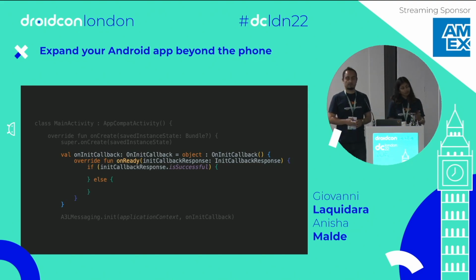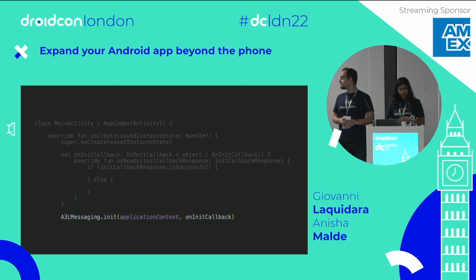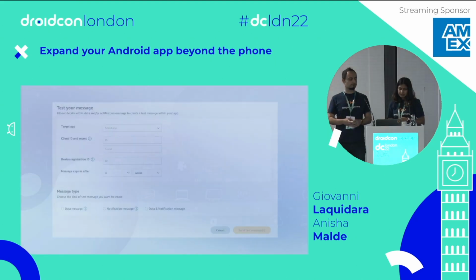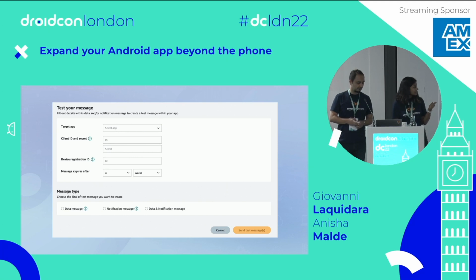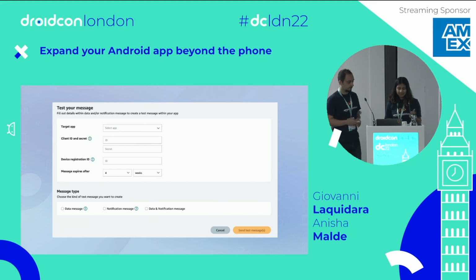Once you've got that device ID, again, we've got you covered when it comes to testing. You can test those push notifications using the testing tools available on the developer console. As you can see here, you can fill out all the fields that you need, and put in the device ID and the important bits of the message that you need to test.